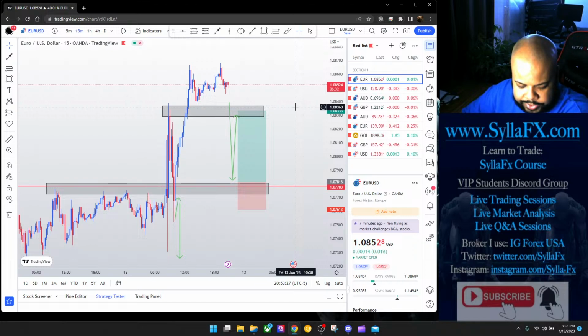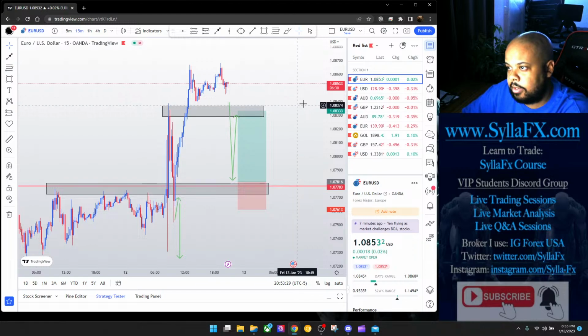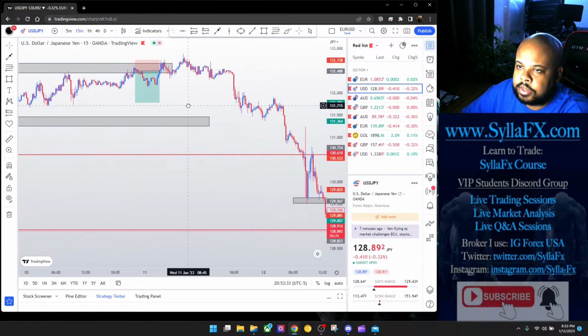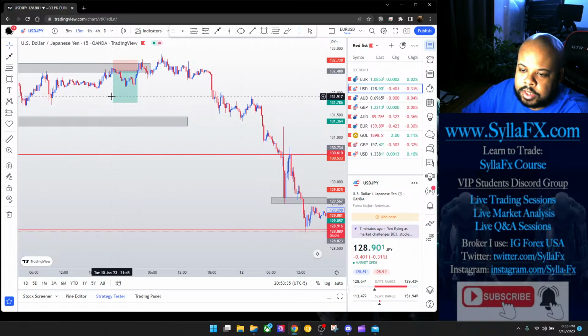What was it? Wednesday evening, I saw that on the dollar yen or the euro dollar, and that's why I took this buy position or the sell position here. So yeah, that was that evening. Was that Tuesday? So not even Wednesday. Tuesday evening is when I took that sell position.